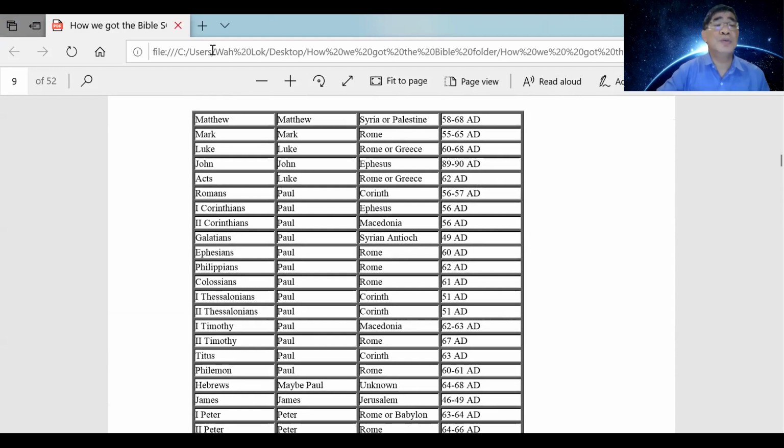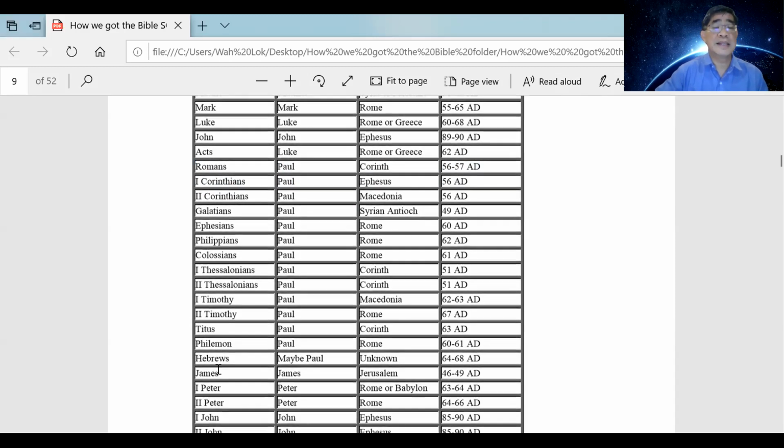We have Matthew, Mark, Luke. You can see Matthew, Mark, Luke, and John are the authors; Acts is written by Luke. Romans here is written by Paul. And then all the rest here are Pauline epistles: Corinthians, Galatians, Ephesians, Philippians, Colossians, all written by Paul, all the way to Philemon. That's how they classified it. Gospels, history, Acts is history, then we have Pauline epistles here.